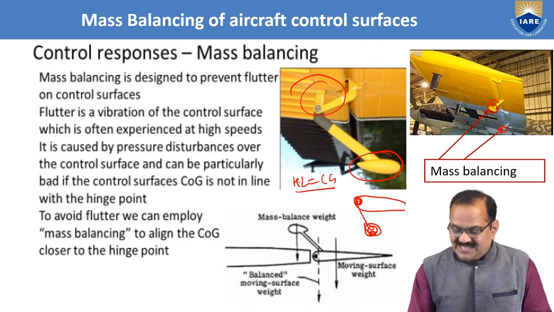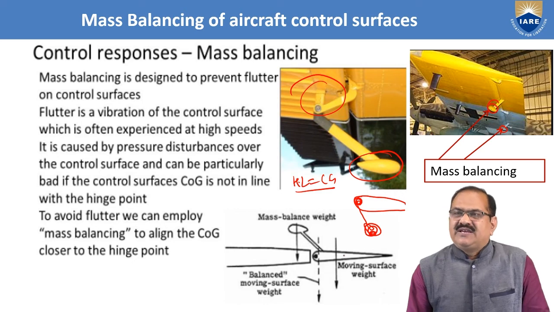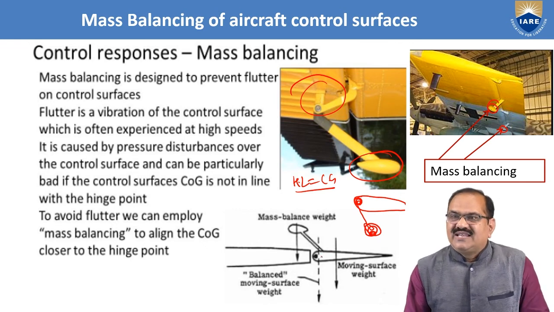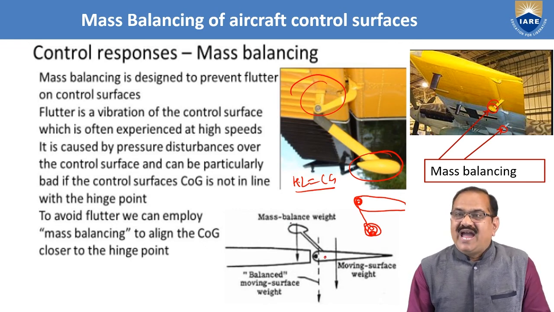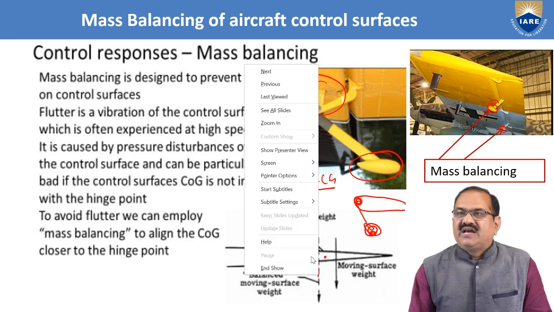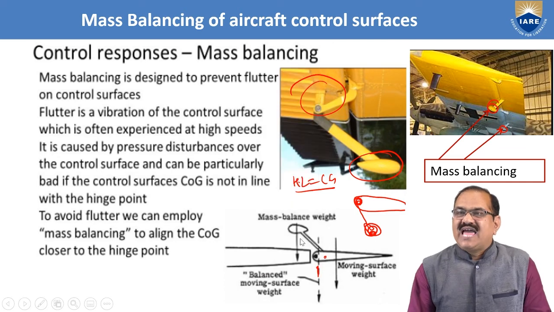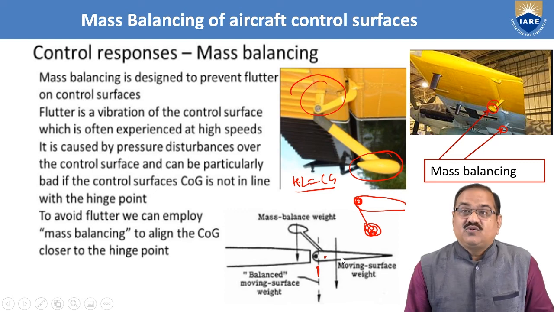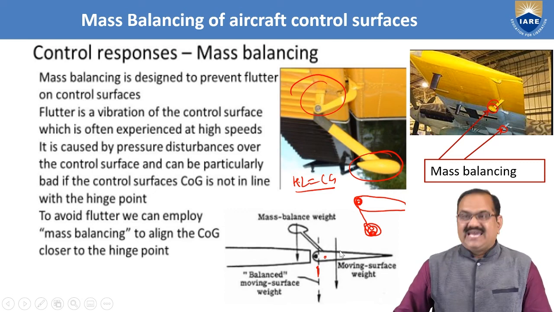You can see in this diagram that it is a moving surface, say an elevator. It can be used in the aileron, elevator and rudder, anywhere. Here the CG is here. If you hang a mass like this from here, then the CG will shift from here to this line. That is the purpose of hanging the mass. In this way we can do the mass balancing of the aircraft.